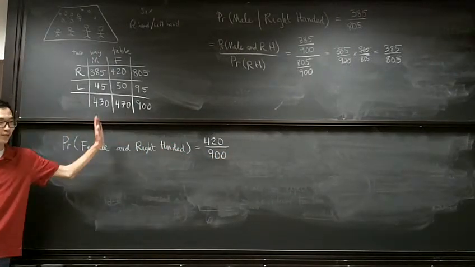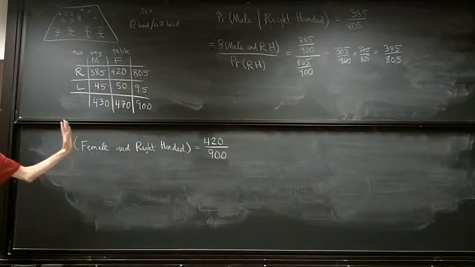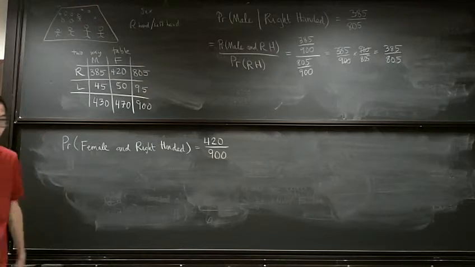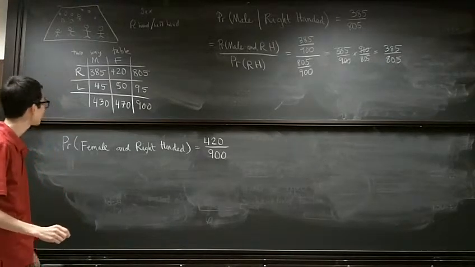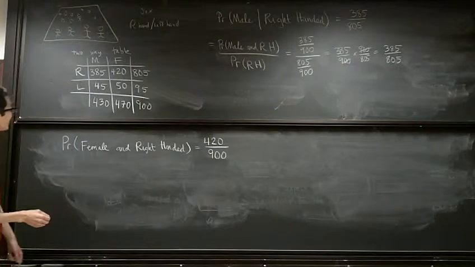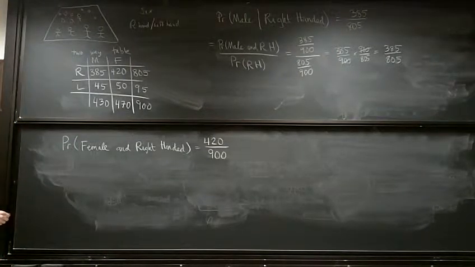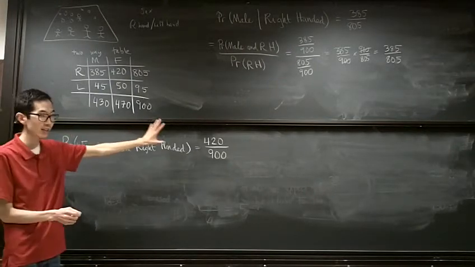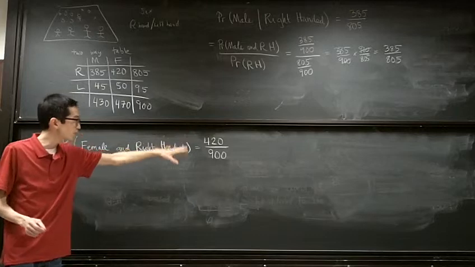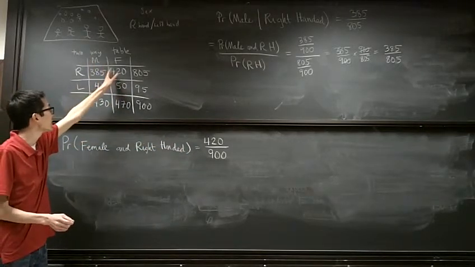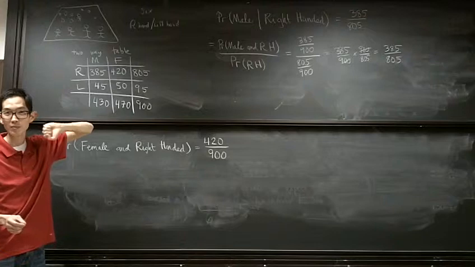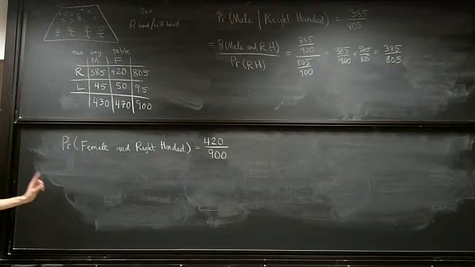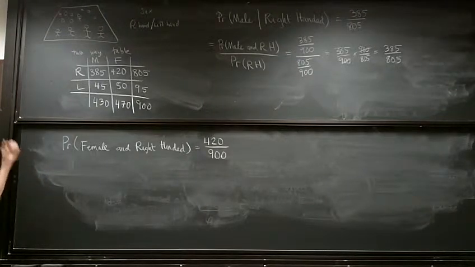Right? There's no vertical bar. There's no given. So this is just out of everybody. If it were given, it would be different. If it was female given right-handed, then it would be 420 out of 805. But there's no given. It's just female and right-handed, so it's out of everybody. Out of 900 people, 420 are female and right-handed. Is that good? All right.